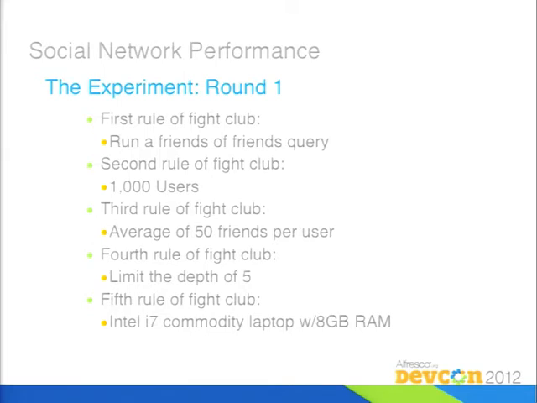But really, the components of this experiment: we're going to run a friends of friends query. So basically, we're going to search for Kyle and his friends, and we're going to go to depth 5. So friends of friends of friends of friends. And each person will have an average of 50 friends. Again, this experiment is run on commodity hardware, an i7 laptop with 8 GB RAM. So basically this laptop that I'm presenting from right here. I didn't run it, but it was the Neo Technology team.